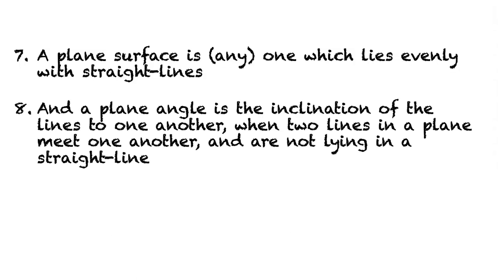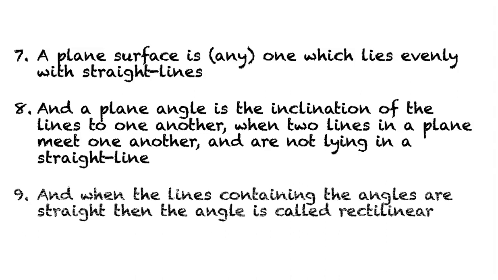8. And a plane angle is the inclination of the lines to one another, when two lines in a plane meet one another and are not lying in a straight line. 9. And when the lines containing the angles are straight, then the angle is called rectilinear. Euclid classified angles by whether an angle is formed by straight lines, even though there is only one proposition in Book 3 that used an angle not formed by straight lines.